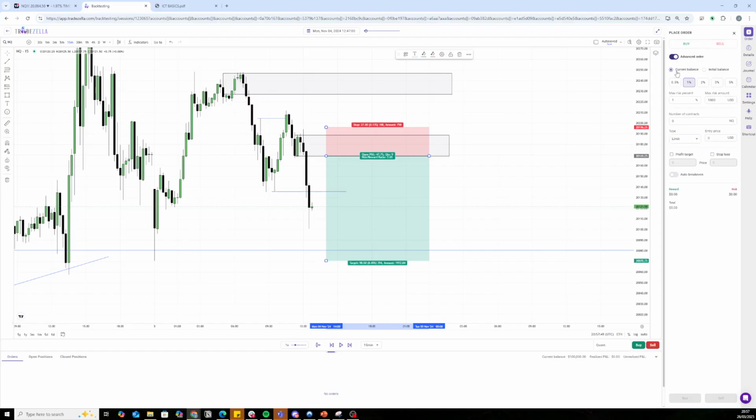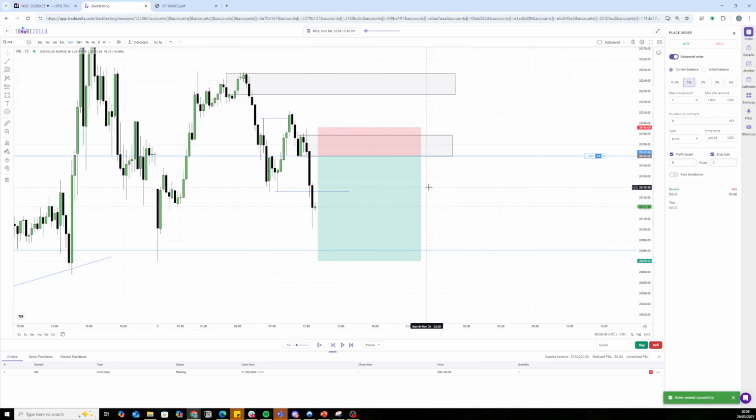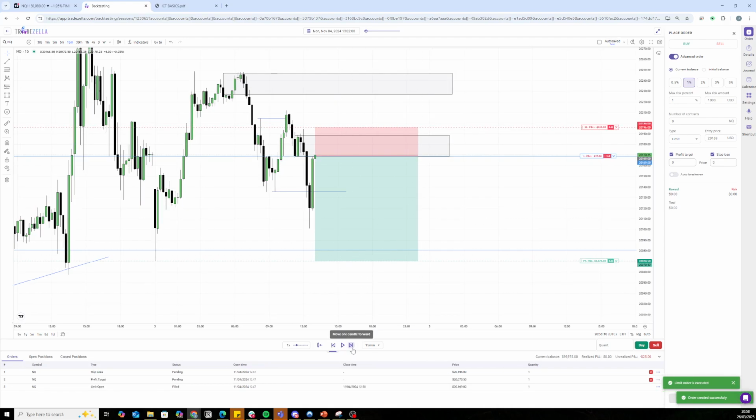What's going on here? Why is it not inputting those? There we go. Profit target, stop loss. Okay, so put a limit there. Let's see if we get pullback. Okay, we instantly get pulled back.